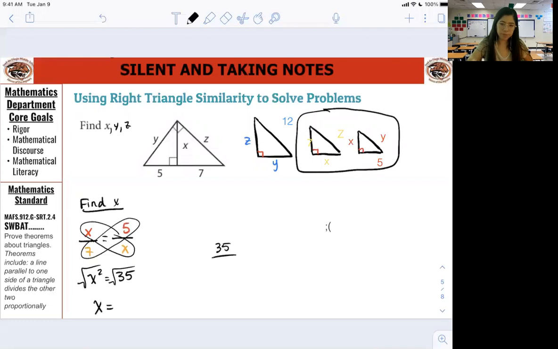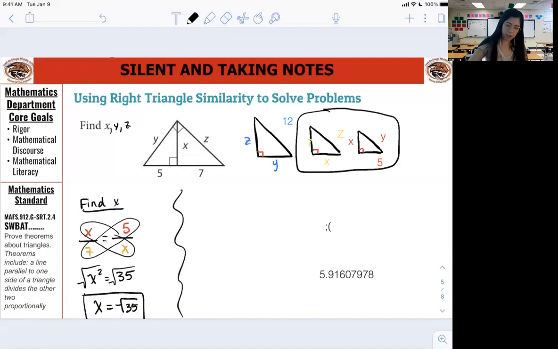Miss, does 35 have more factors than 7 and 5? Good question. Does it? 5 times 7. I think that's it. So are any of those factors perfect squares? No. So we just leave it. Square root of 35. 5.9, okay, sure. So we found X, now let's go ahead and find Y.